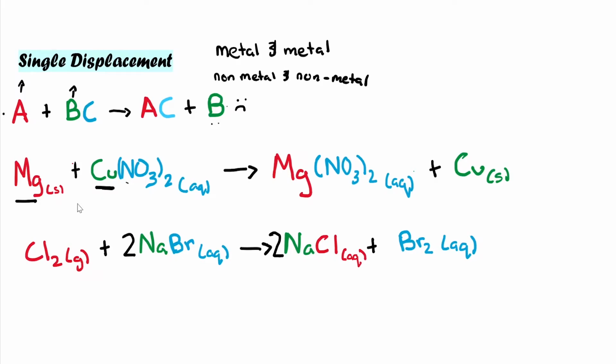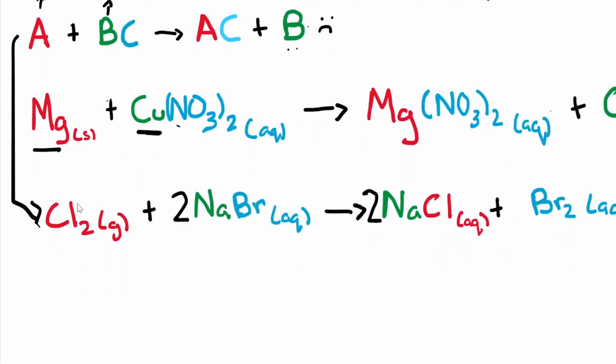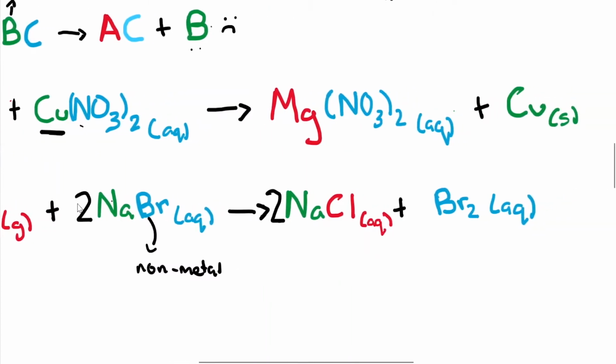So here, A takes on a nonmetal. It's chlorine here, right? Chlorine in its diatomic form, and this is sodium bromide. And what happens here is that sodium is the metal, and this is the nonmetal in this instance. If you look at the activity series, chlorine is far more reactive than bromine. So what's going to happen is sodium is going to find it more attractive. Sodium and chlorine end up together, and then bromine is kind of by itself, right?